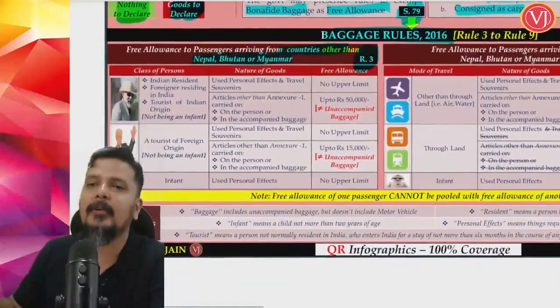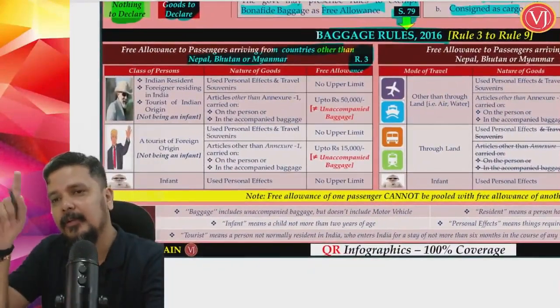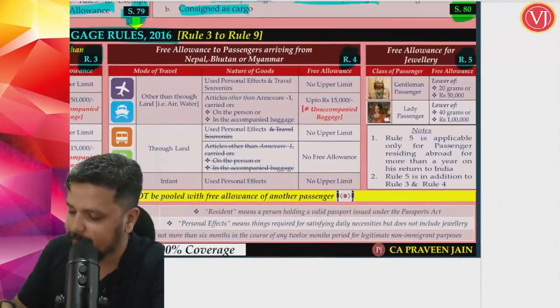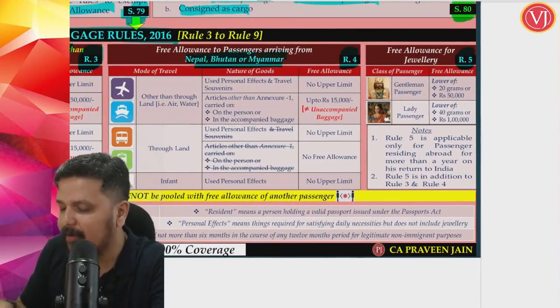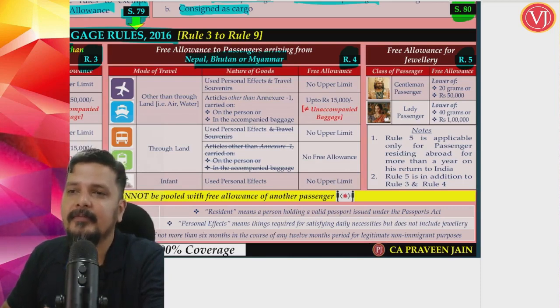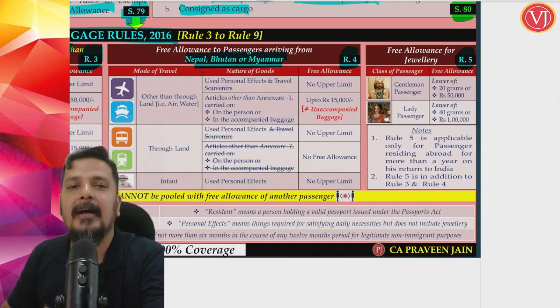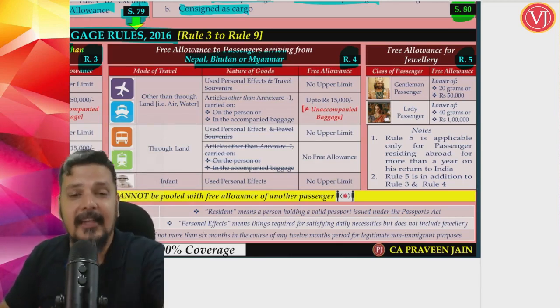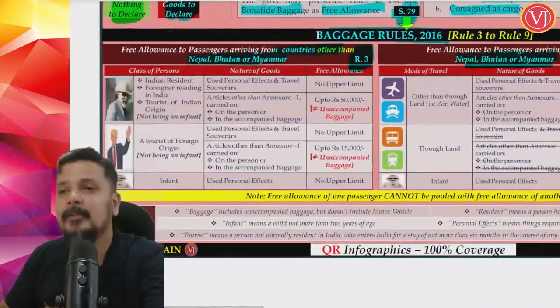Now coming back to your rule 3: if you're coming from USA to India, rule 3. China to India, Sri Lanka to India, rule 3. But if you're coming from Nepal, Bhutan, Myanmar to India, it is rule 4, lesser exemption. If your trip starts at USA, then to Nepal, then to India, rule 4. If your trip starts at Nepal, then to USA, then to India, rule 3.